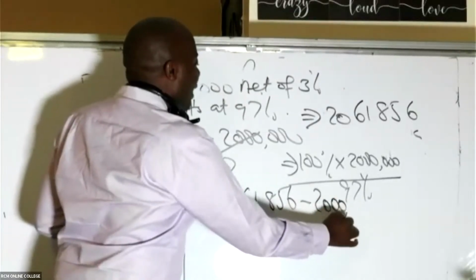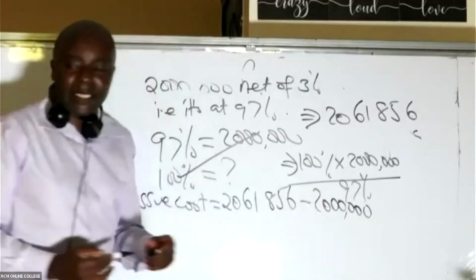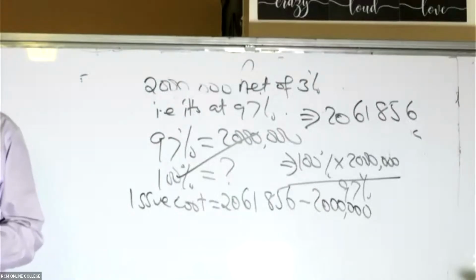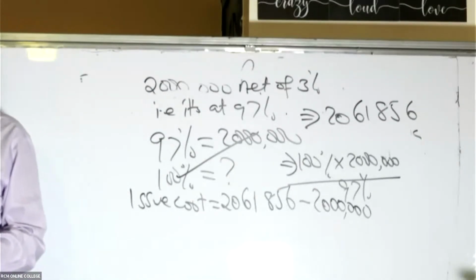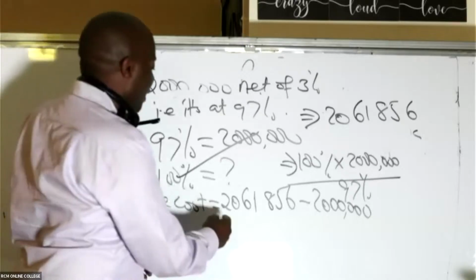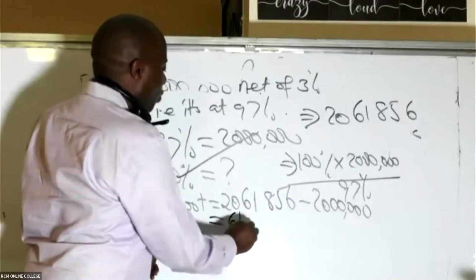You see, we'll be given a net of 2 million. They will give us a net of 2 million, which gives us what amount here, ladies and gentlemen? 61,856.